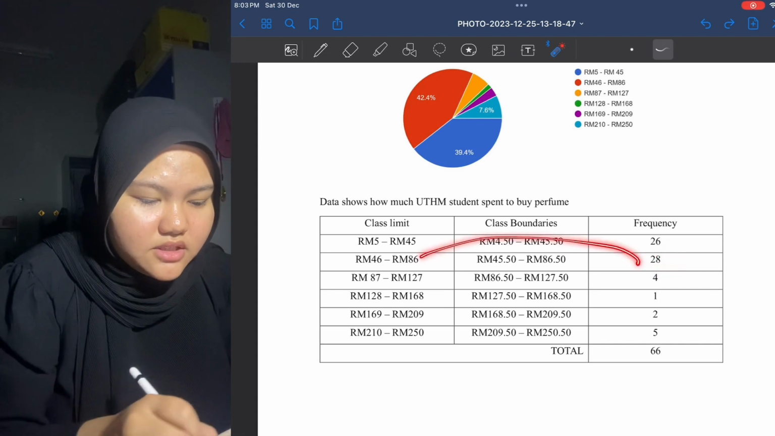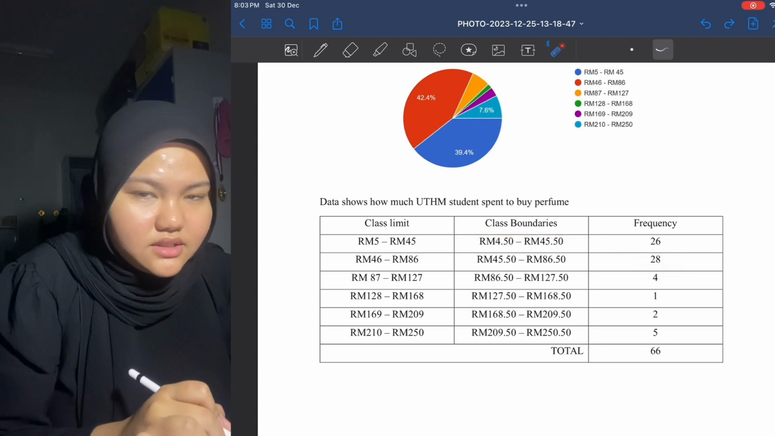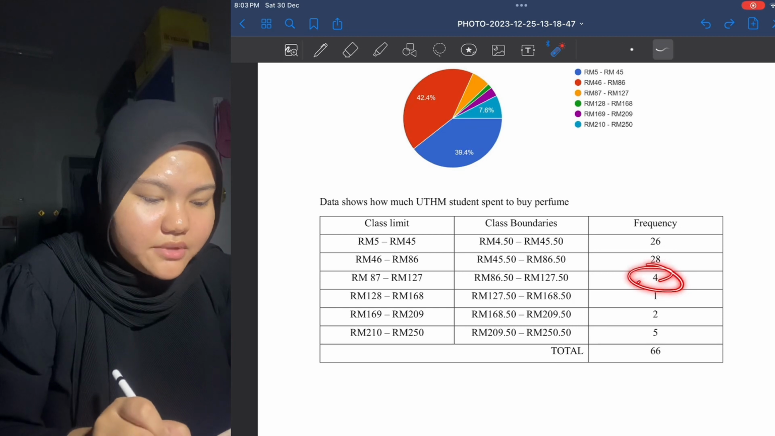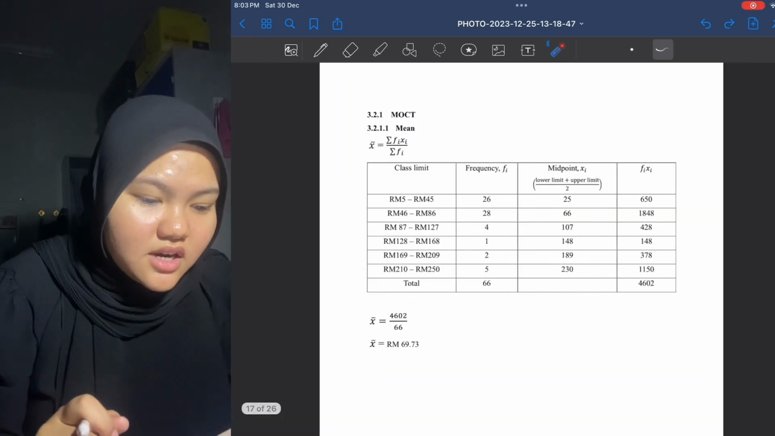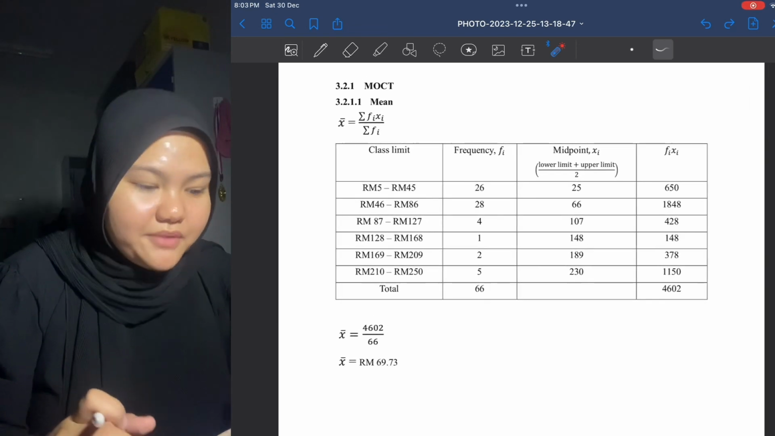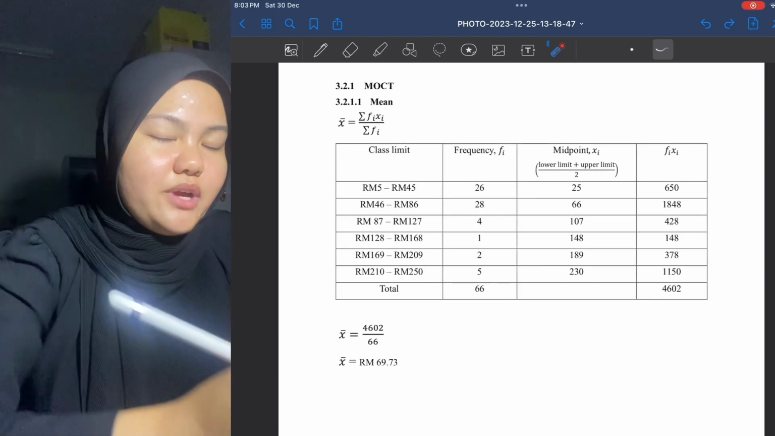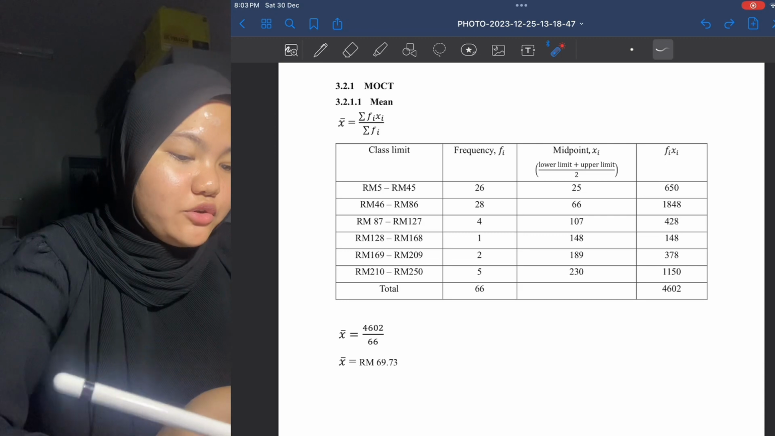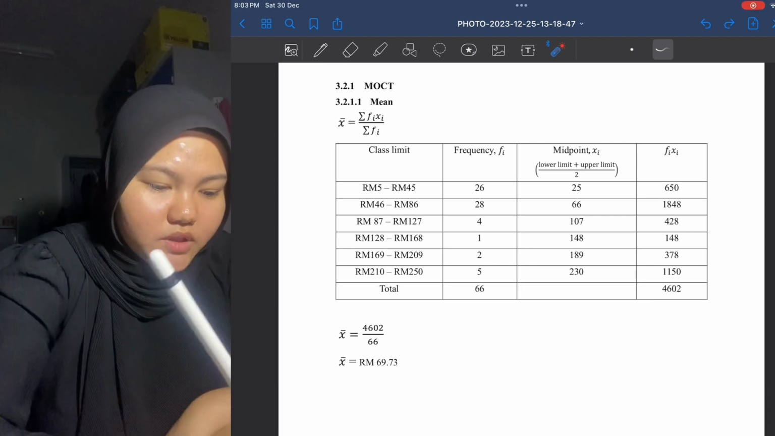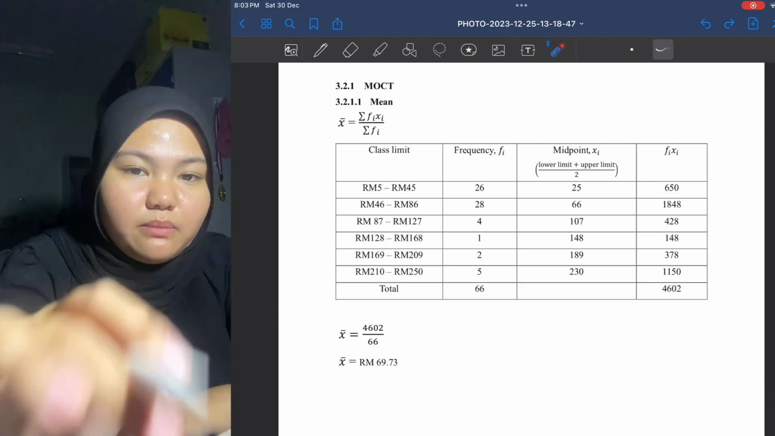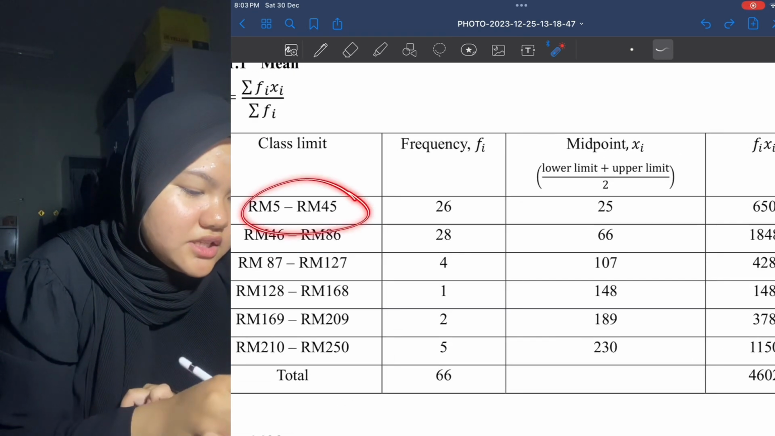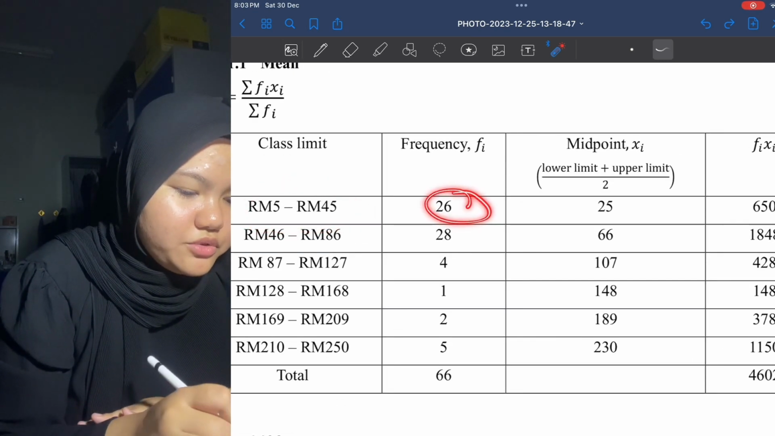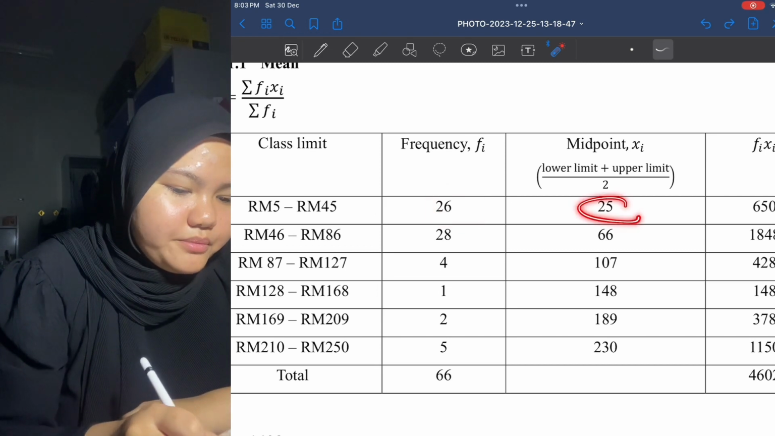28 people answered the range of 46 until 86 ringgit. 4 people answered the range of 87 until 137 ringgit. Let's find the mean. To find the mean, we have to divide the total value of frequency multiplied with midpoint. Frequency multiplied with midpoint. Okay, let's see the first class limit. We have the frequency of 26 and midpoint 25.